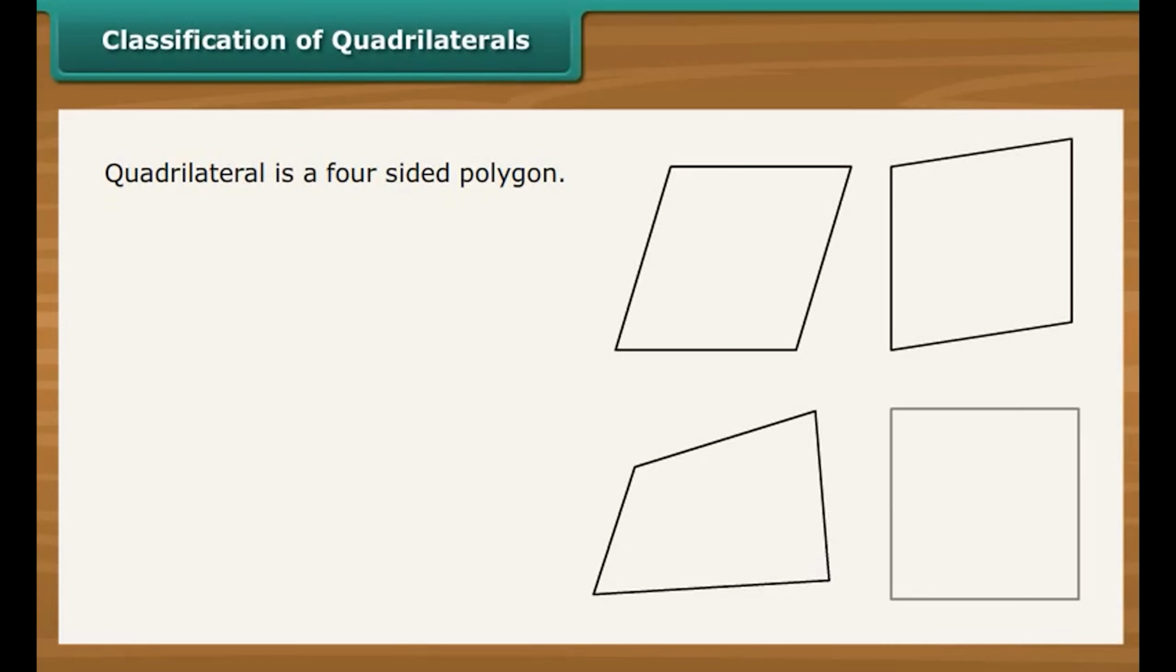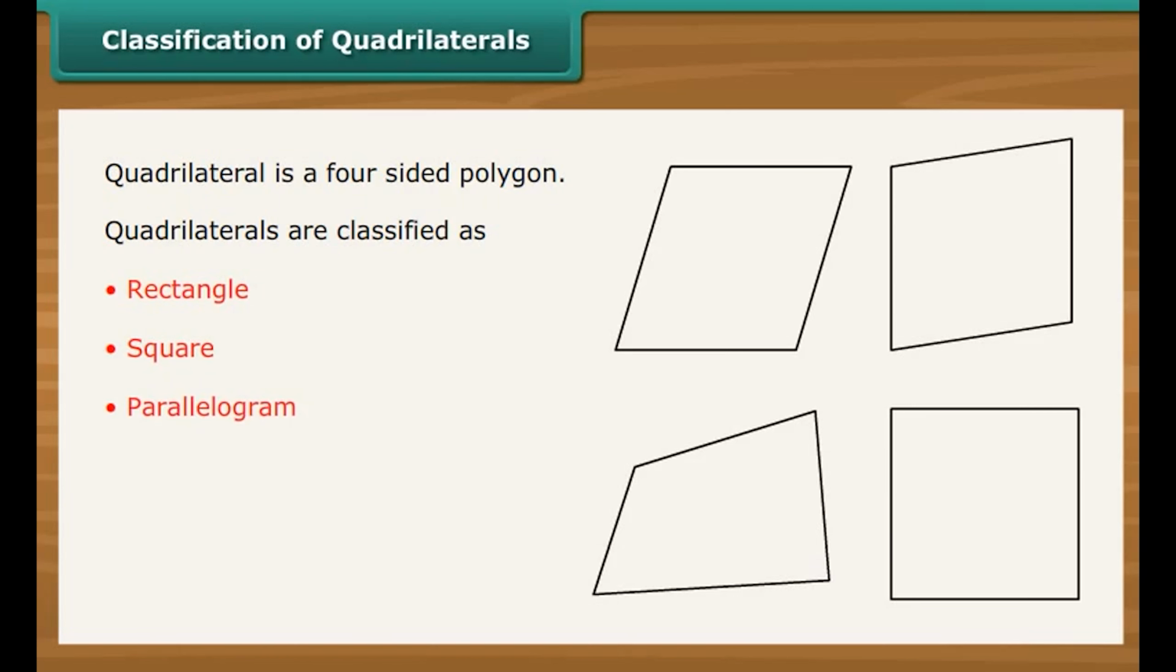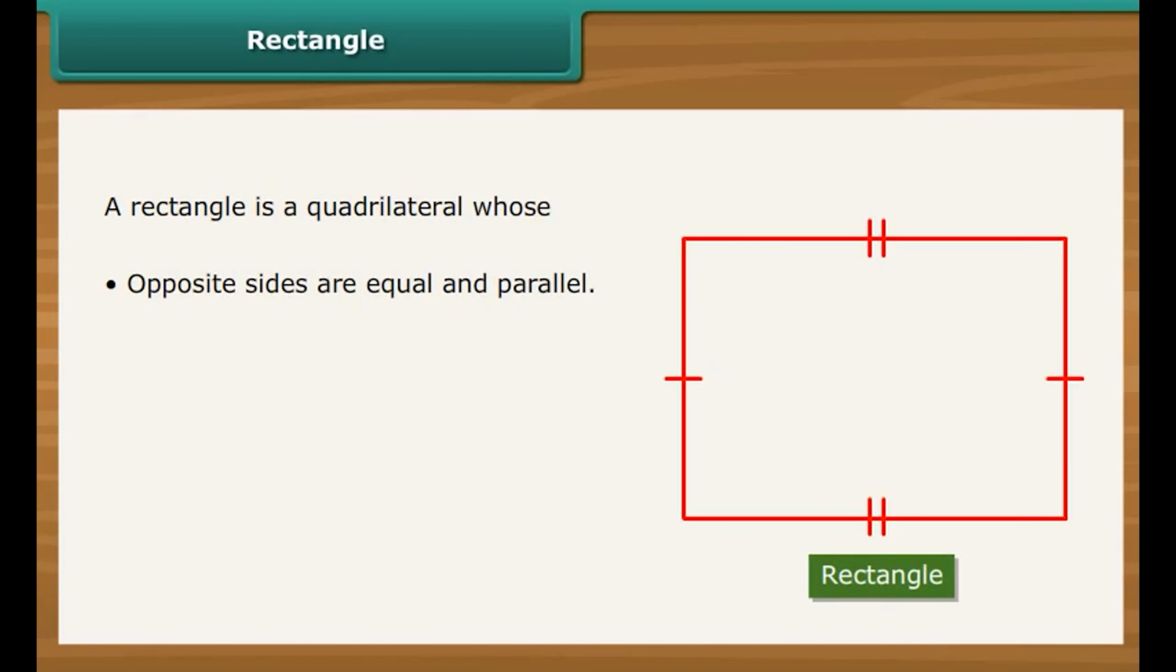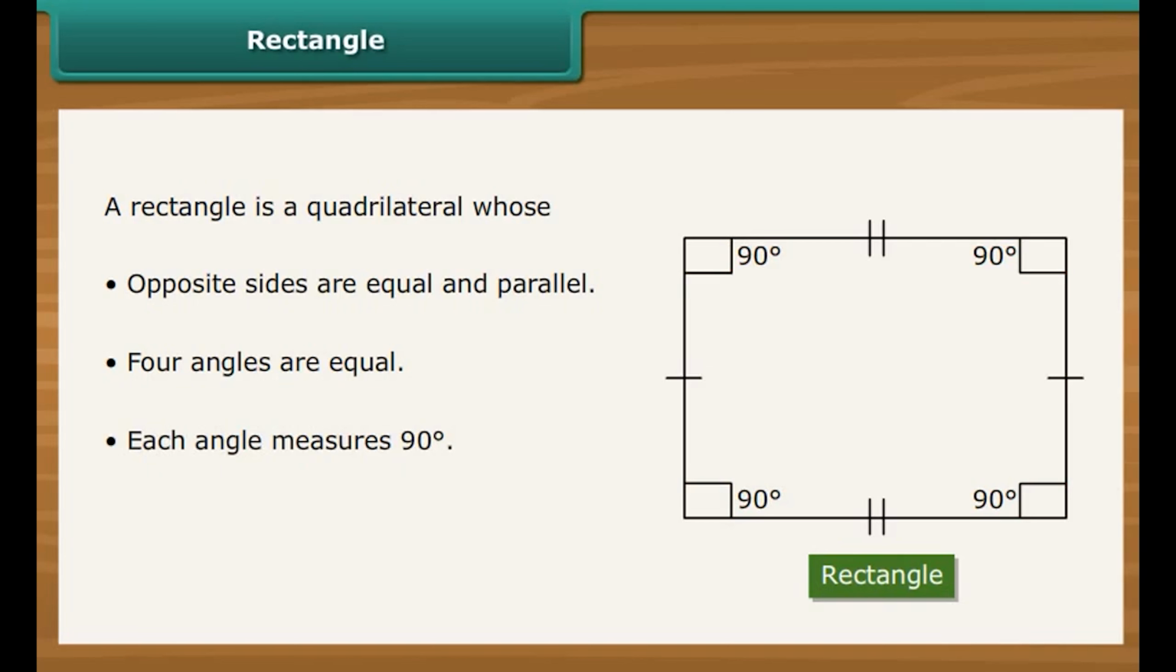Classification of quadrilaterals. A quadrilateral is a 4-sided polygon. Quadrilaterals are classified as rectangle, square, parallelogram, rhombus, and trapezium. Let us learn the properties of each. Rectangle. A rectangle is a quadrilateral whose opposite sides are equal and parallel, whose 4 angles are equal, whose each angle measures 90 degrees, whose diagonals are equal and perpendicular to each other.